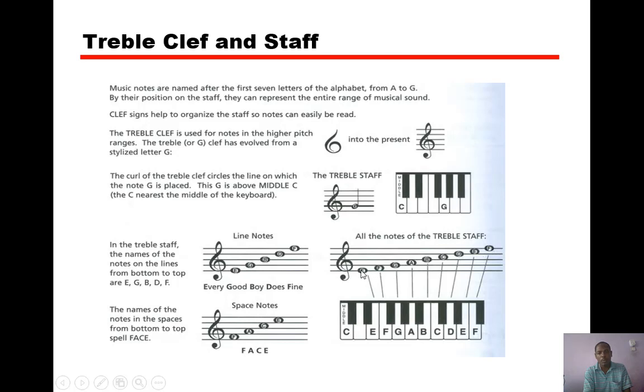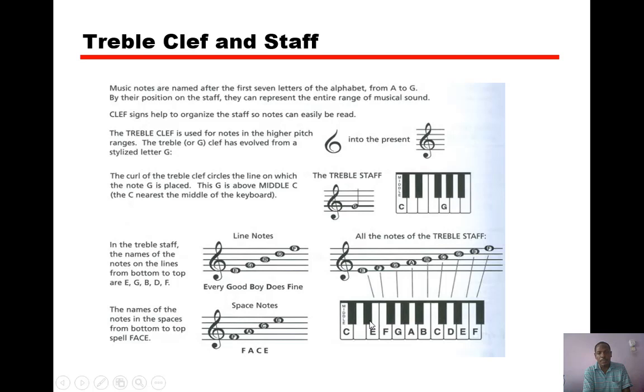And if we come below the first line, we can have another note. And what note comes before E in the alphabet? The note before E is D. So we can have D before E. Alright, so this is the treble staff and the names of the notes, that is the lines and spaces in the treble staff.